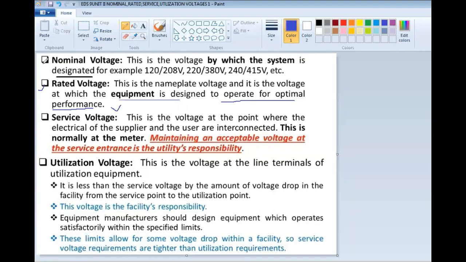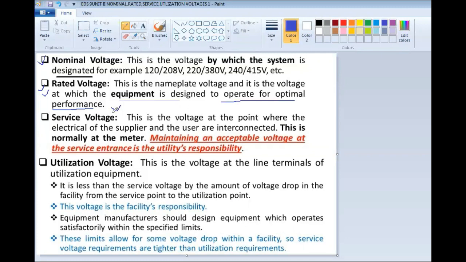So nominal voltage is the voltage supplied by the system or utility, and rated voltage is with respect to the equipment which you are using at your home. If you take the mixie or grinder or AC or refrigerator or whatever it may be, those are designed to operate at a particular voltage. That is called the rated voltage.